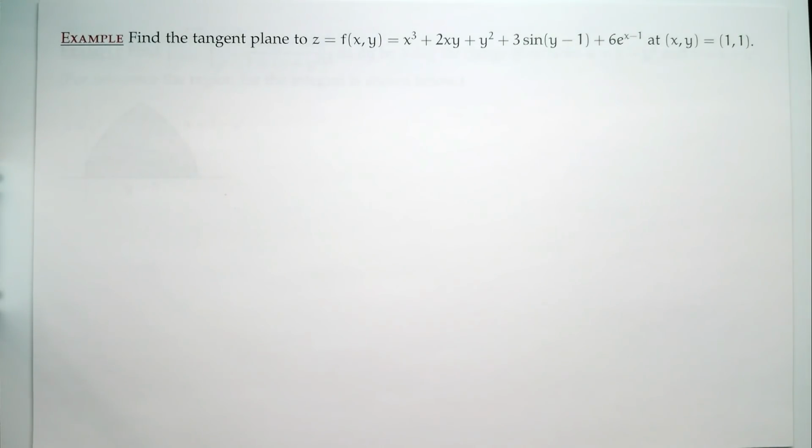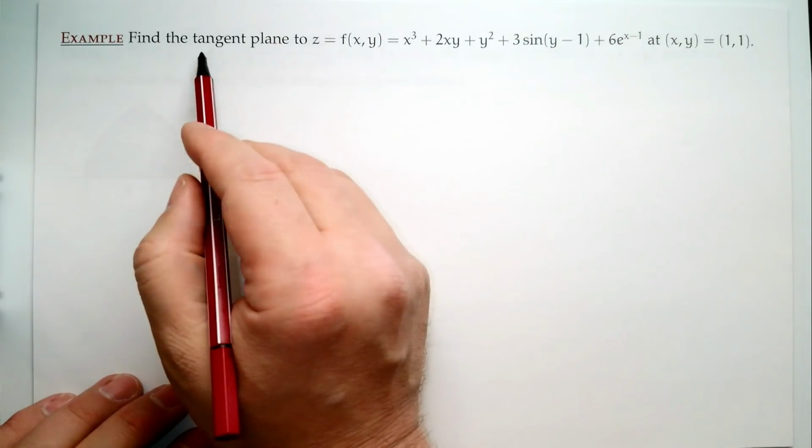Find the tangent plane to z, which is written as a function f of x, y, which is x cubed plus 2xy plus y squared plus 3 sine y minus 1 plus 6 e to the x minus 1, at (x, y) equals (1, 1). So this is one of our find-the-tangent-plane problems. It's a very straightforward problem. No big surprises. It's just good to know what we mean by a tangent plane.